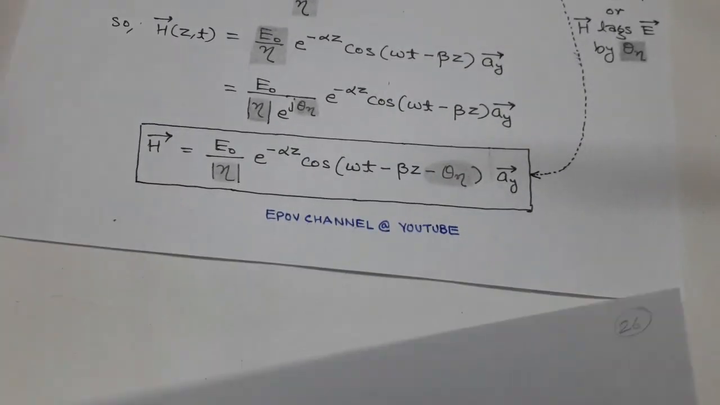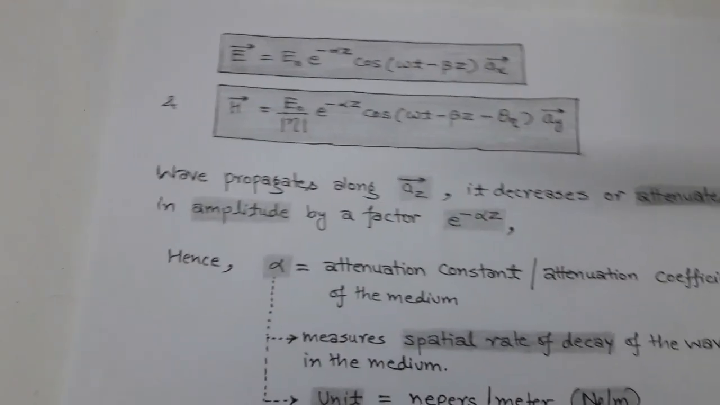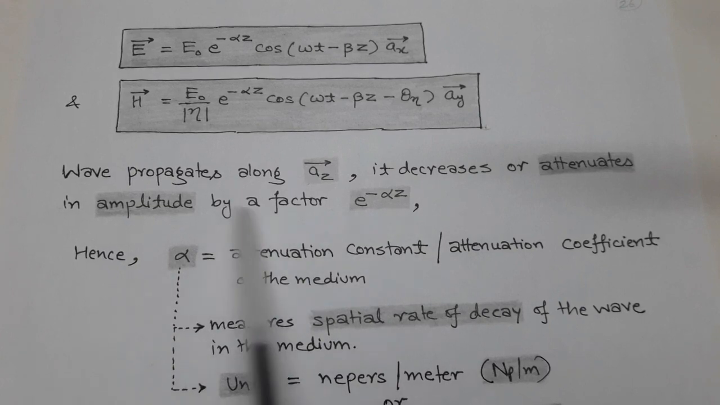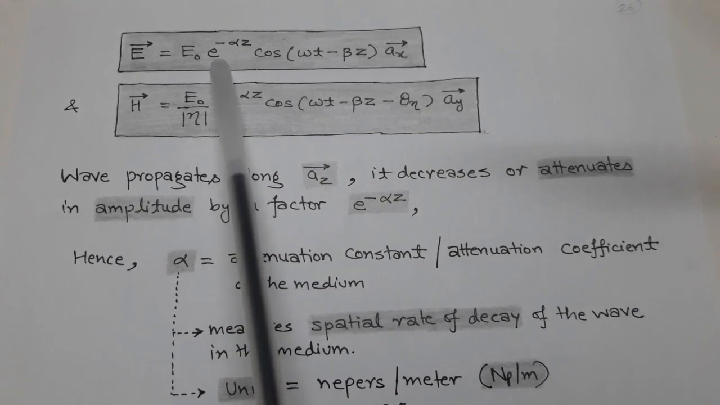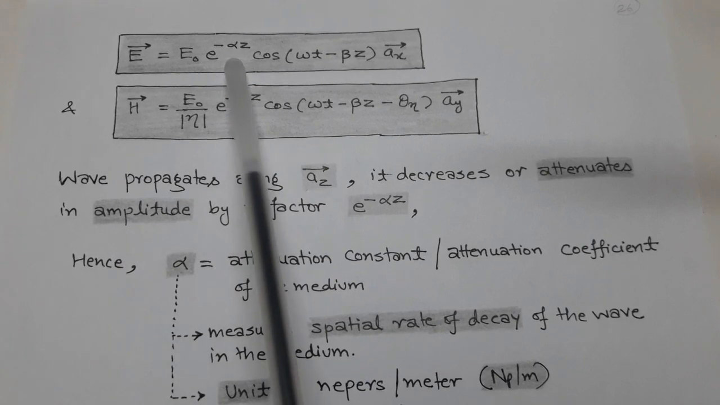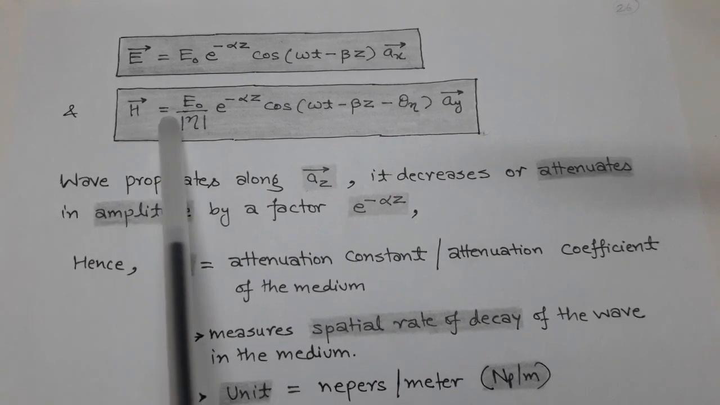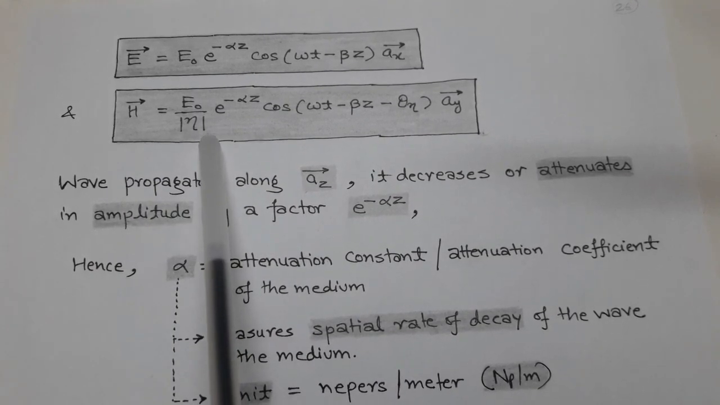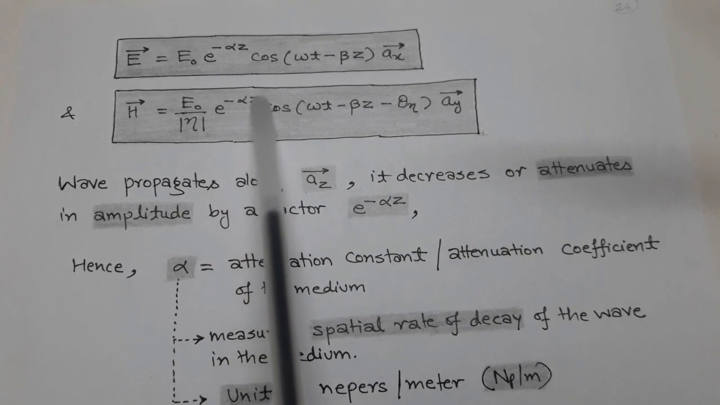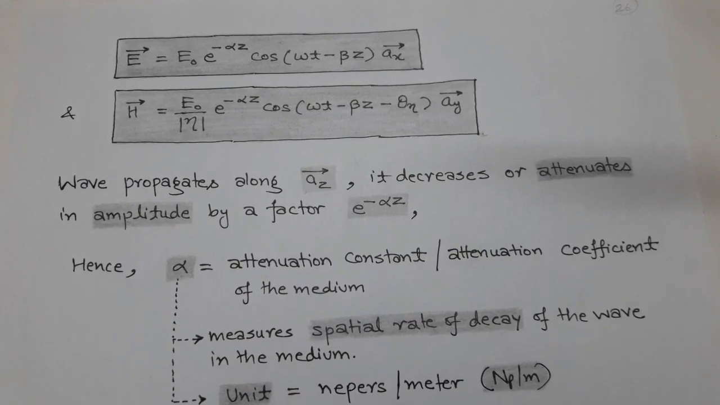So as the wave propagates along unit vector z, it decreases or attenuates in amplitude by a factor of e to power minus alpha z. As we see here, the amplitude of electric field is E naught, that is multiplied by e to power minus alpha z. Here the amplitude E naught decreases or attenuates by a factor of e to power minus alpha z. Similarly, the magnitude of H vector, that is E naught upon mod of eta, also decreases or attenuates by the factor e to power minus alpha z.